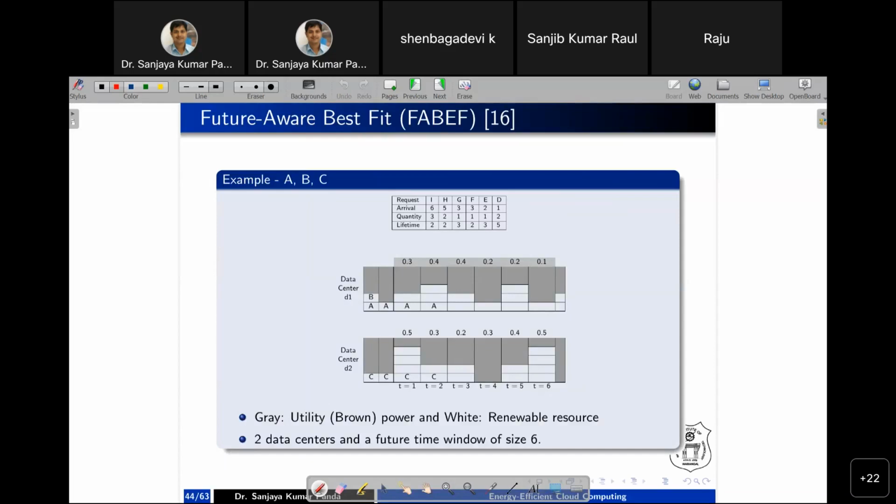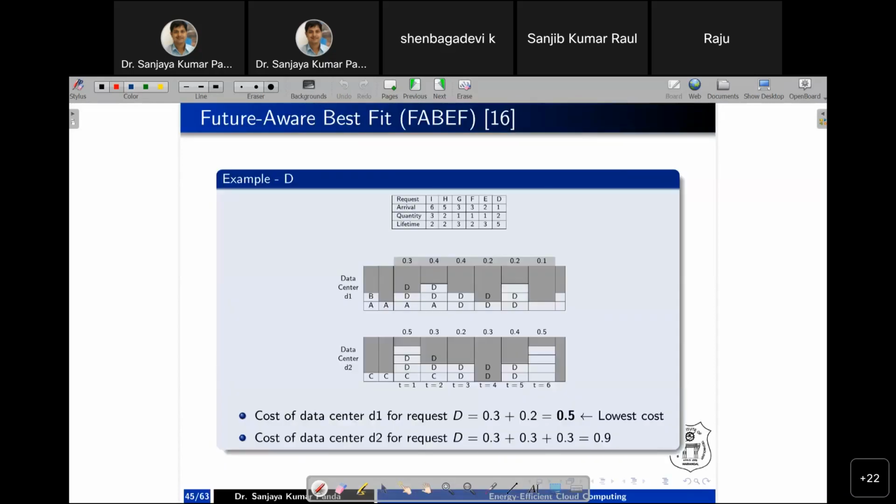So let us dispatch this task to the two different data centers. Now task D, or we consider user request 4, is mapped to data center D1 as well as to data center D2. But when you calculate the cost, it comes to 0.5 in data center D1 and 0.9 in data center D2. So obviously the lowest cost is achieved with 0.5.